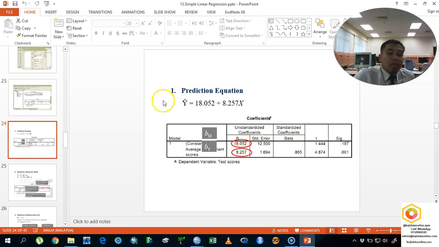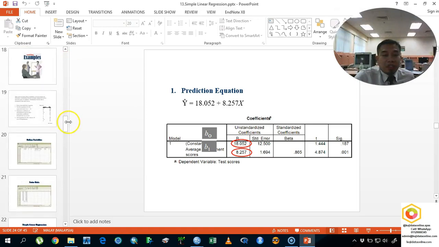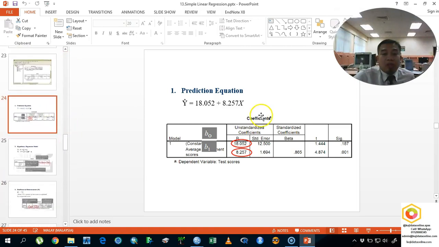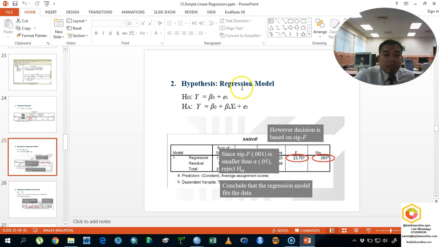So the first one, as indicated in the question here, we need to report the predicted equation. It's similar to what I did just now, which is the predicted equation is 18.052 plus 8.257x. So the first one is the regression model. We are making a decision based on the significant F. So we conclude that the regression model fits.